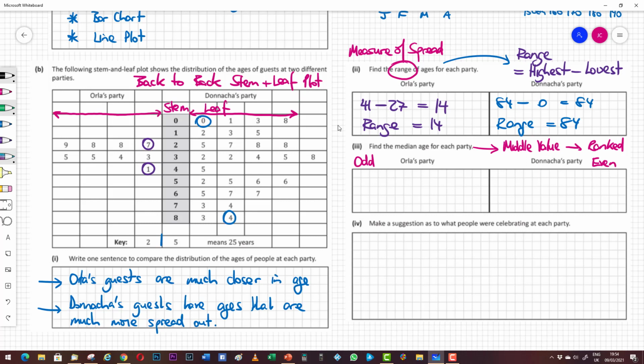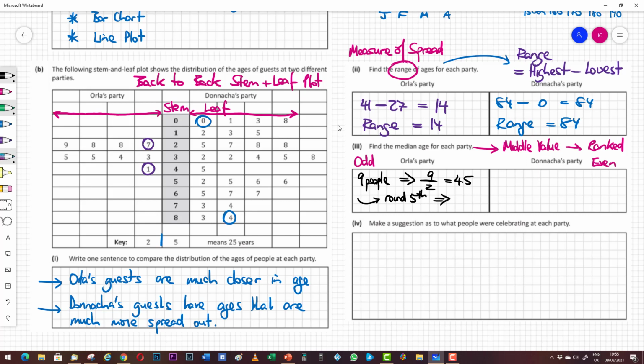There's 9 people at Orla's party. And so if we divide 9 by 2, we get 4.5. Now, there is an exact middle if you have an odd number of people. And to find that middle, we divide the number of people by 2. We got 4.5. And then we round that up to the next number. So we round to the 5th number.